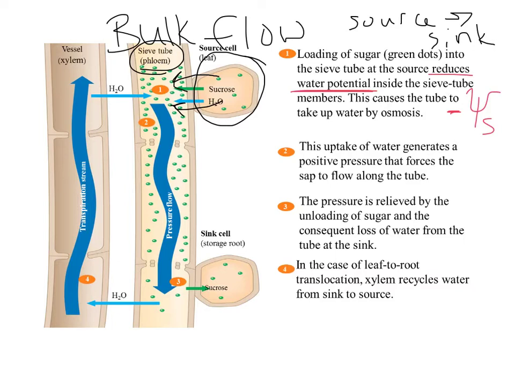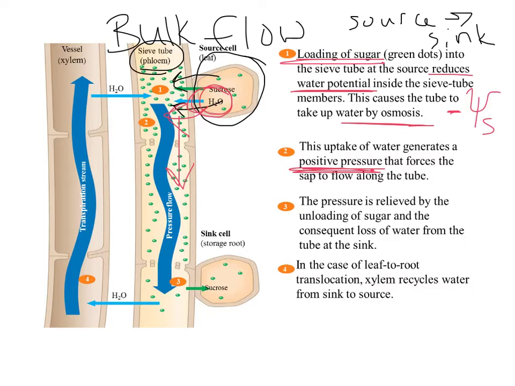And so because my water potential has been reduced, now I've got water that's going to go into the sieve tube. It'll follow it in there. Okay, so I've got sugar going in there first. This reduces my water potential, and so now water moves in by osmosis. And as the sieve tube fills with water, that's going to generate a positive pressure. And that positive pressure is going to push that phloem sap down along the tube.